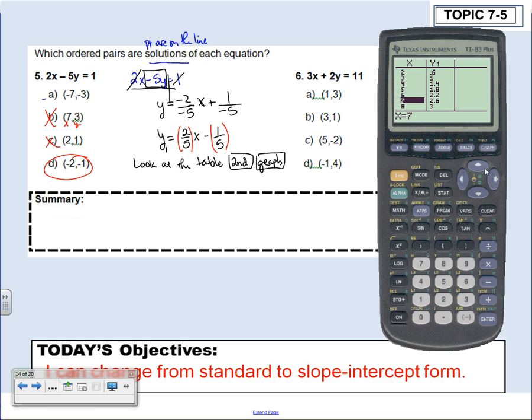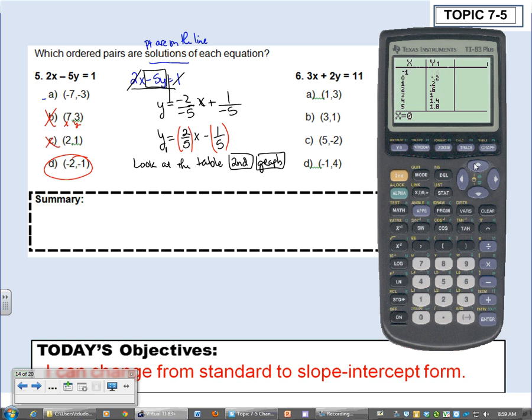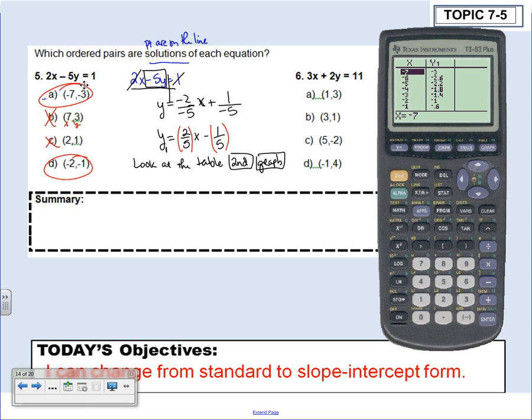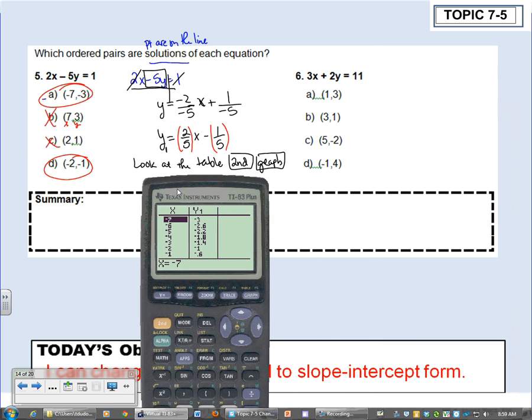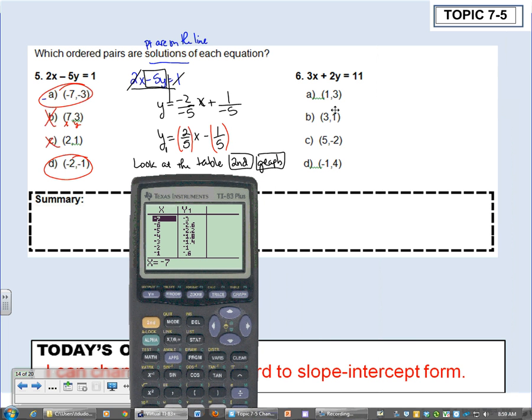So now let's check the first one. When x is -7, y is -3. So A is a solution. We have two solutions listed there, A and D. It's important when you do this that you check all of them and not just the first ones.